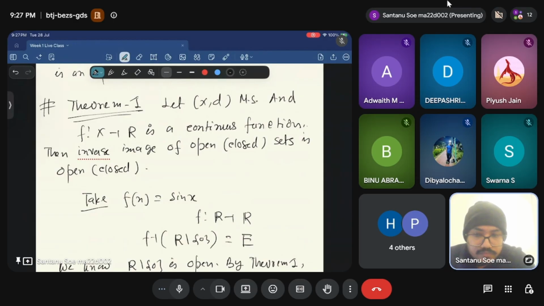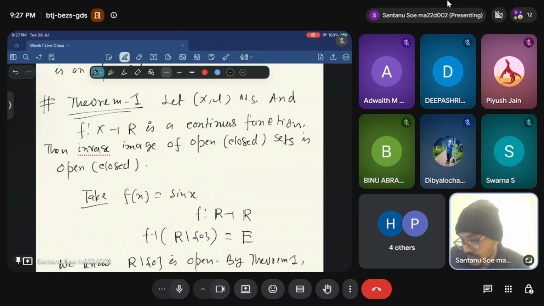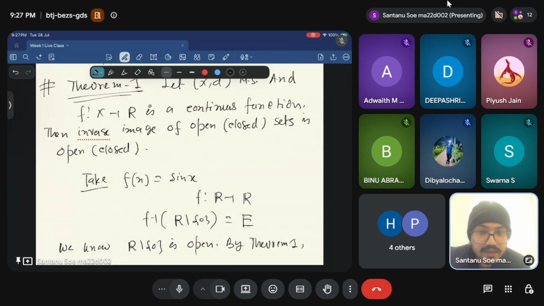A lot of questions from competitive exams can be solved using this theorem. Okay, so I just want to ask another question. Is it true for compact sets? Does anyone know? If the function is continuous, then is it true that the inverse image of compact sets is also compact? This is also an important result, because in this exam it has been asked quite a few times, as much as I remember.